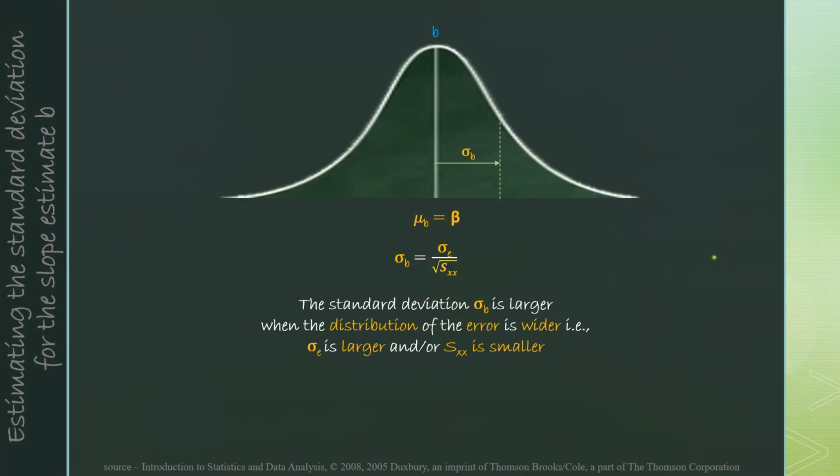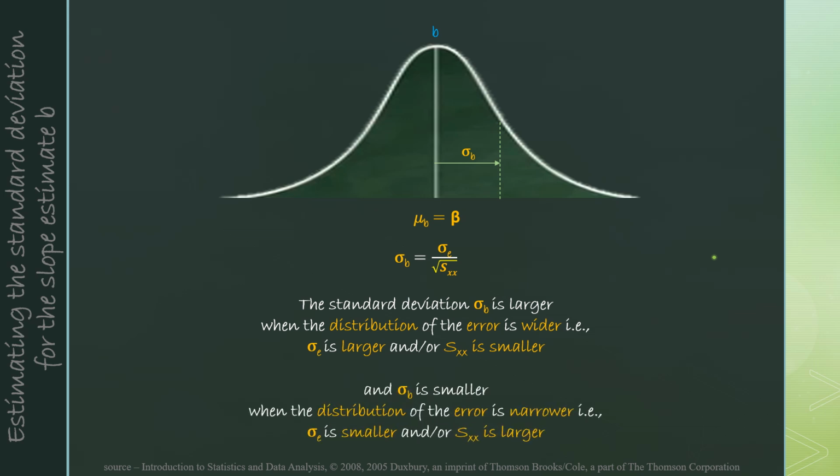Sigma b equals sigma e divided by the square root of Sxx implies the standard deviation sigma b is larger when the distribution of the error is wider. That is, sigma e is larger and/or Sxx is smaller. And sigma b is smaller when the distribution of the error is narrower. That is, sigma e is smaller and/or Sxx is larger.